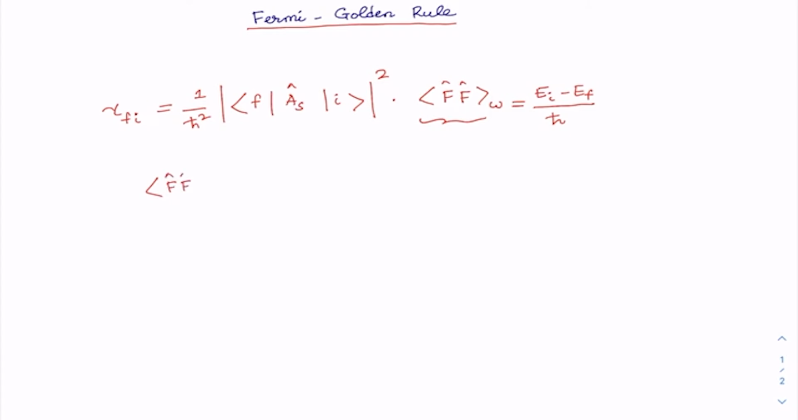This spectrum is basically the Fourier transform of the correlator, and I will explain everything in this lecture. So this is what I have, minus infinity to plus infinity dt. Let us derive it.